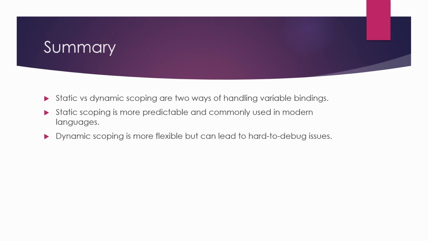To summarize, static and dynamic scoping are two different ways of managing variable binding in programming languages. Static scoping is more common and predictable, making it easier to understand and debug. Dynamic scoping, while more flexible, can sometimes lead to unexpected behaviors, which can complicate debugging. Choosing the right scoping model depends on your project requirements and the language you are using.